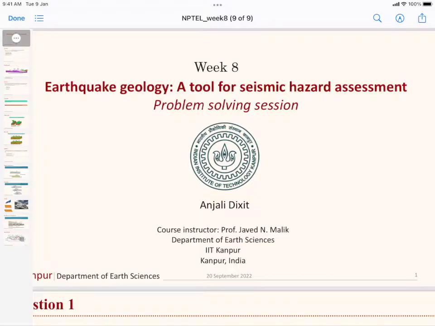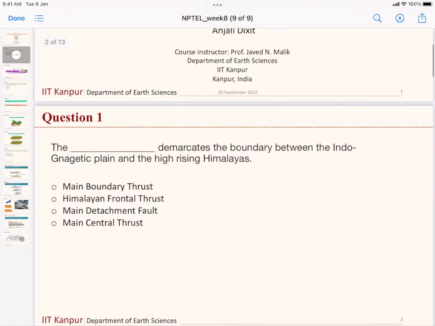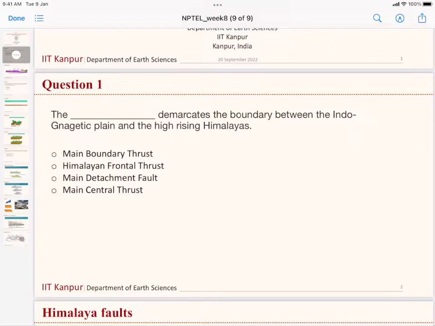So for this week's problem solving session, the first problem that I have taken is this question: the dash demarcates the boundary between the Indo-Gangetic plain and the high rising Himalayas. Here we want to name the fault that demarcates the base of the Himalaya, or the place from where the Himalaya range gets started. For that we have 4 fault names, and among them one could be the correct one. The options are main boundary thrust, Himalayan frontal thrust, main detachment fault and main central thrust. So any one of you try to attempt it, or I'll discuss.